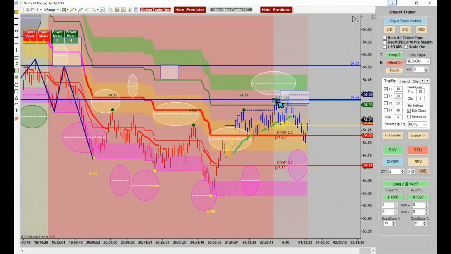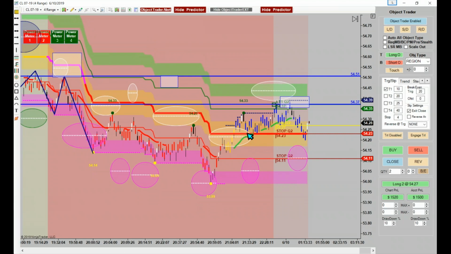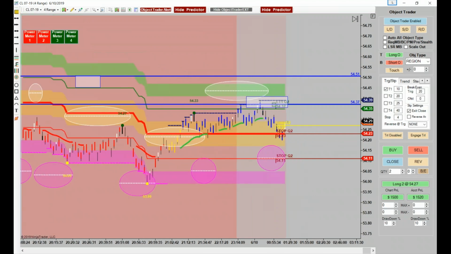Everybody see that? Thrust, retrace, thrust. So that's support right across there. Now keep in mind, this is a red background. So this is actually what we call a boxed in trade. That's a little 1, 2, 3 reversal is all that was. Okay, let's see if it works.